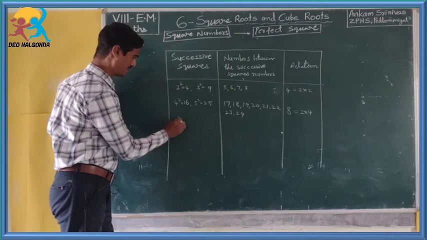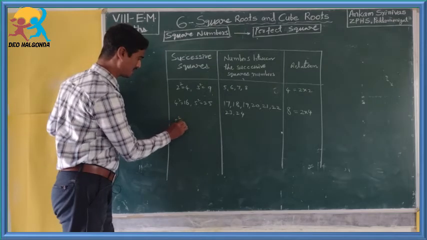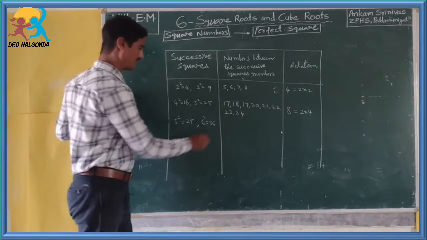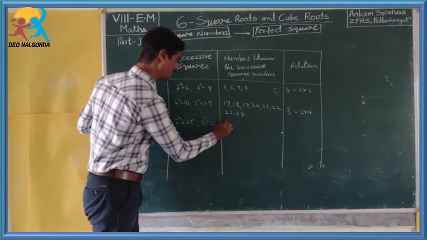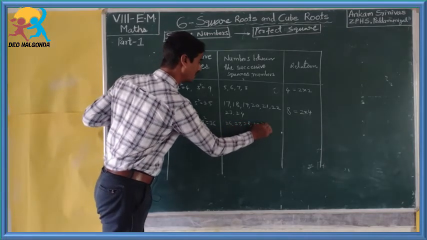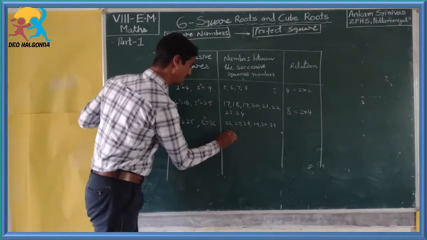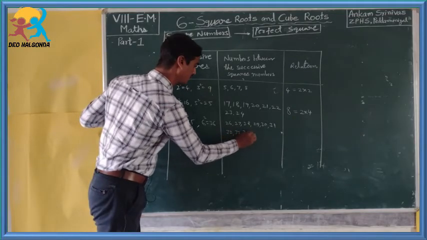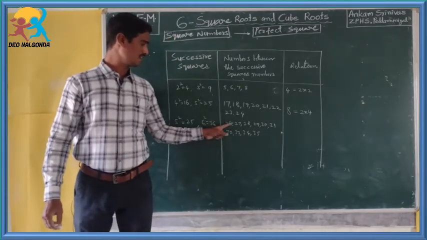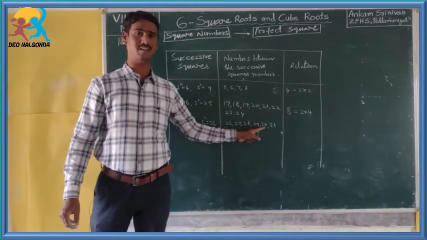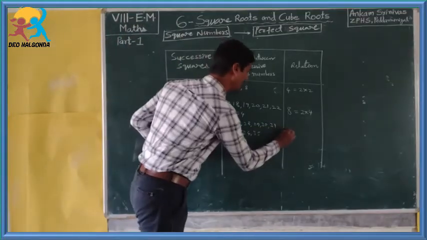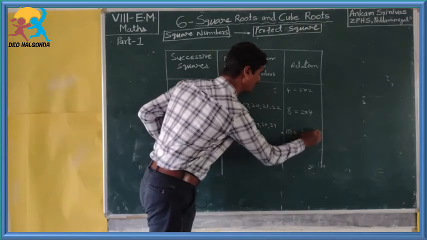Suppose I take between 5 square and 6 square, 5 square is 25, 6 square is 36. So between 25 and 36: 26, 27, 28, 29, 30, 31, 32, 33, 34, 35. How many numbers are there here? 1, 2, 3, 4, 5, 6, 7, 8, 9, 10. So 10 can be written as 2 into 5.